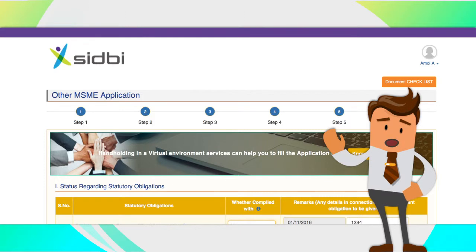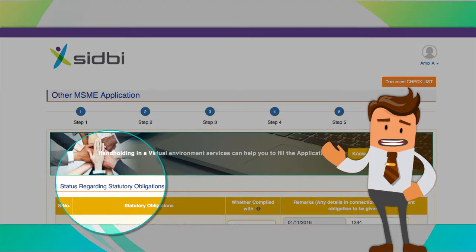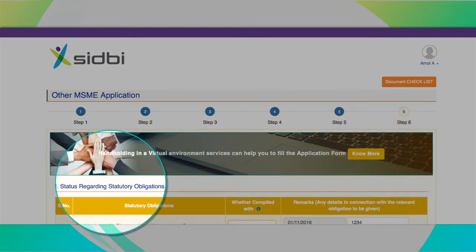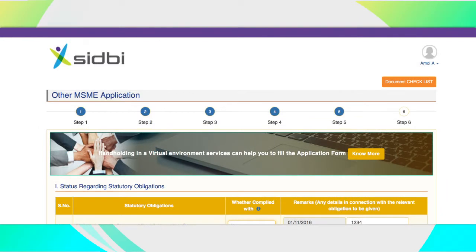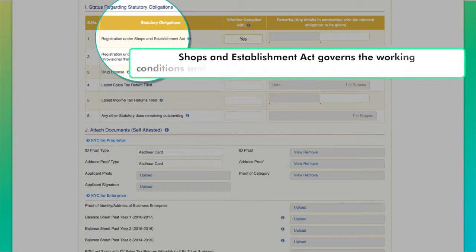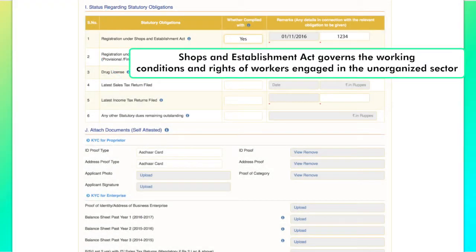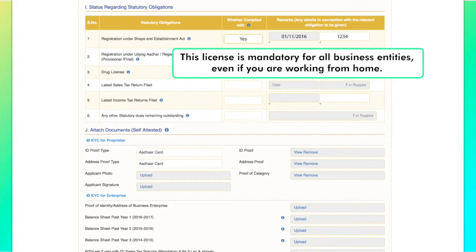Part 1 of Step 5 deals with statutory obligations. Statutory obligations are compliances that need to be followed for conducting business. Shops and Establishment Act governs the working conditions and rights of workers engaged in the unorganized sector. This license is mandatory for all business entities, even if you are working from home.